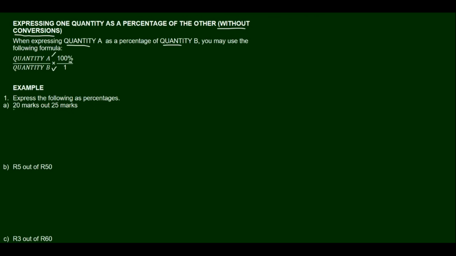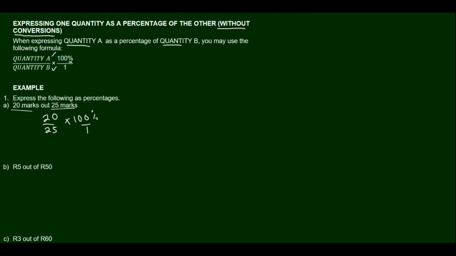So we're expressing 20 marks as a percentage of 25 marks. So 20 marks is quantity A and 25 marks is quantity B. So we'll say 20 over 25 times 100% over 1. Remember, I said percentage sign, we just write it. It is not involved in the calculations. And then here, what can we do?